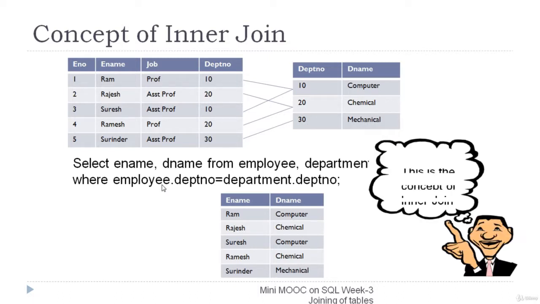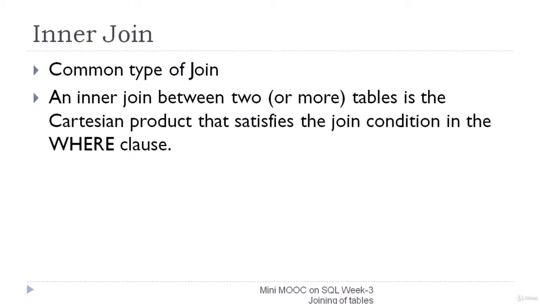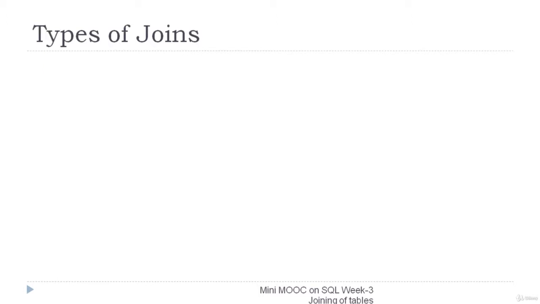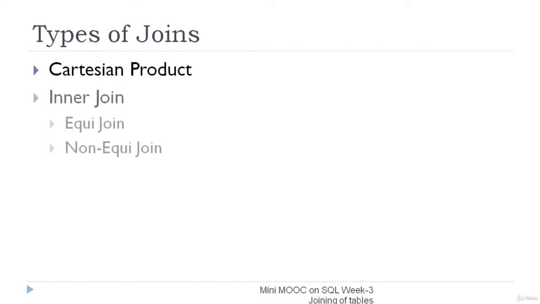This is the concept of inner join. If we add a where condition to a Cartesian join, then it is called an inner join. Inner join is the most common type of join, and it is a case of Cartesian product that has a where clause. Up to this point, we have discussed two types of join.